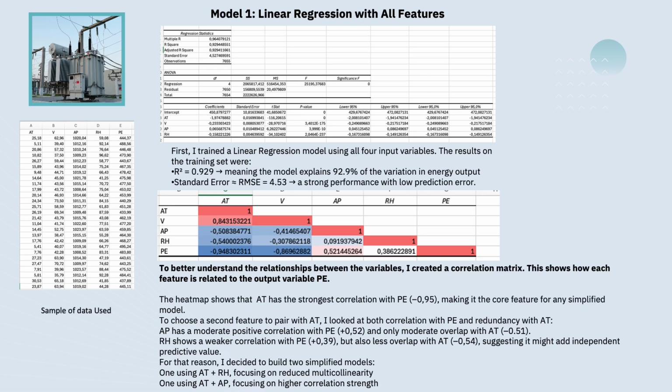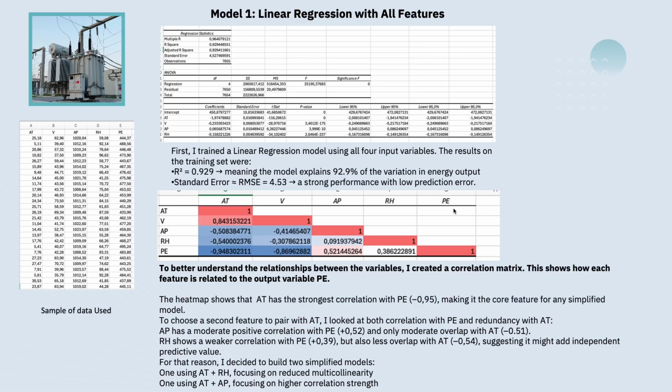Next, I created a correlation matrix to understand how each feature relates to the target variable, P. Temperature, or AT, showed the strongest correlation with P at -0.95, making it the most important feature. To build a simpler model, I looked at which features could pair well with that.